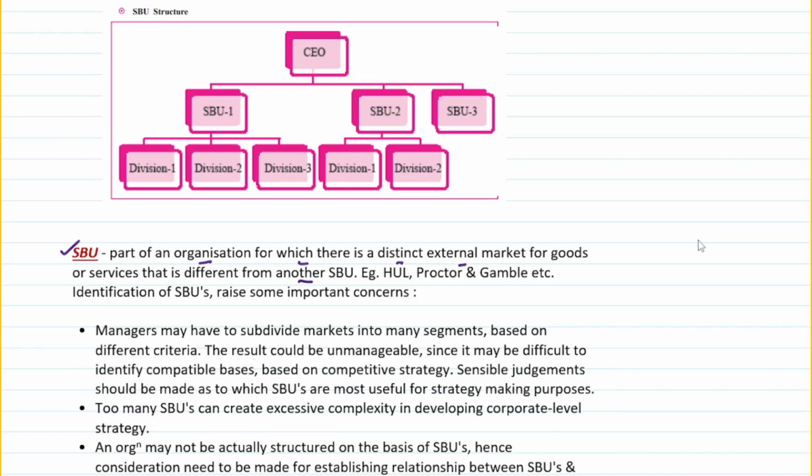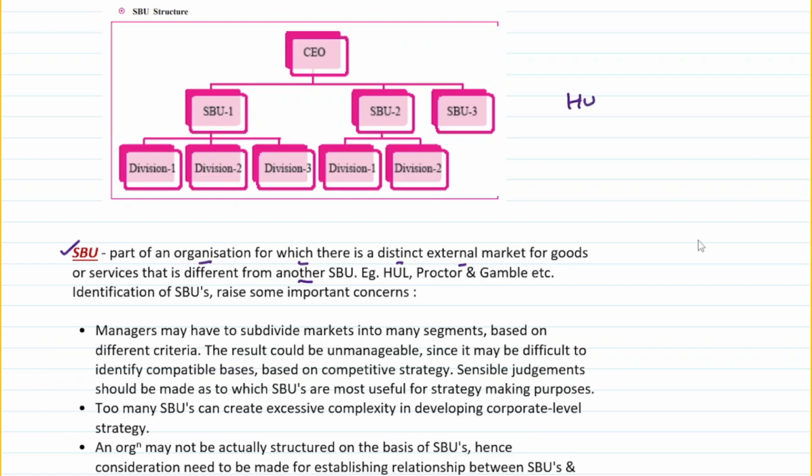Certain terms we need to understand. First of all, what is distinct? Distinct means clear cut. So it says any part of an organization for which there is a distinct, that is a clear-cut external market for goods or services that is different from another SBU. Let's understand with an example.